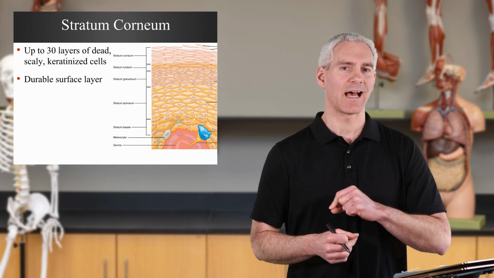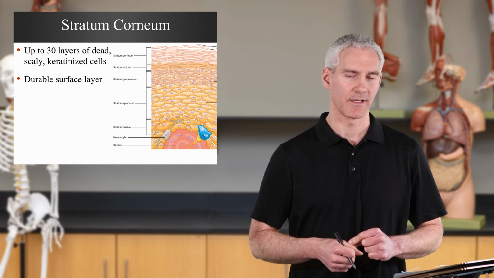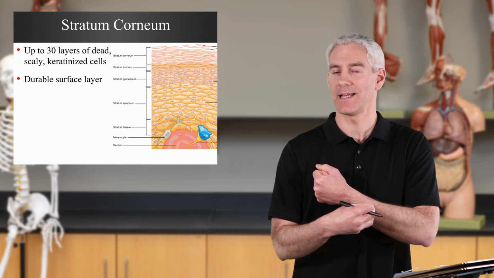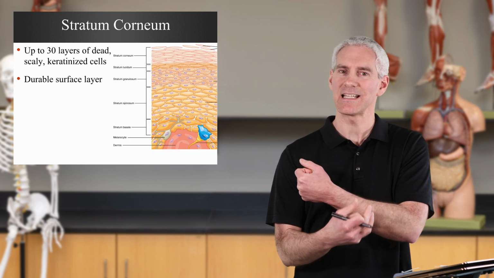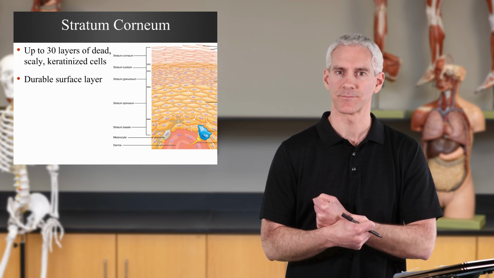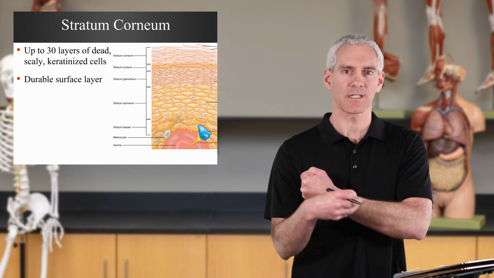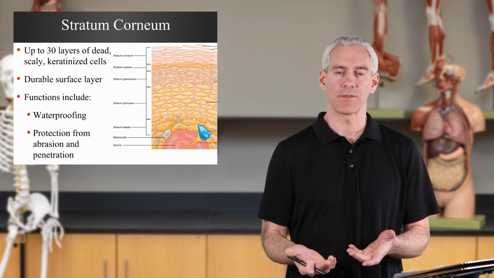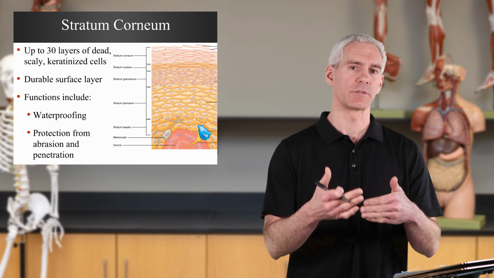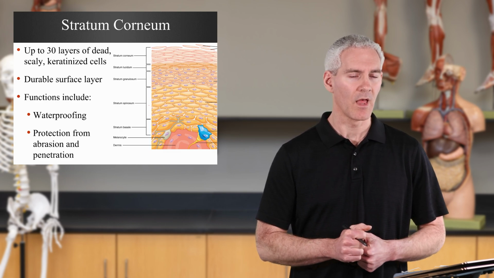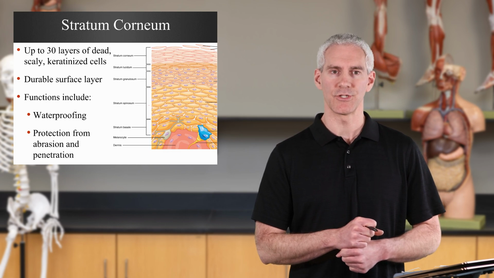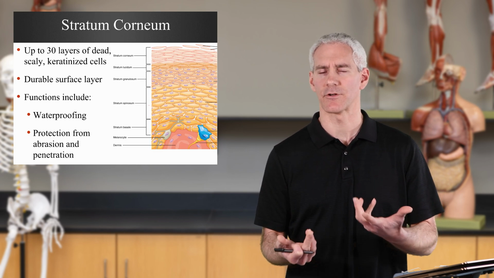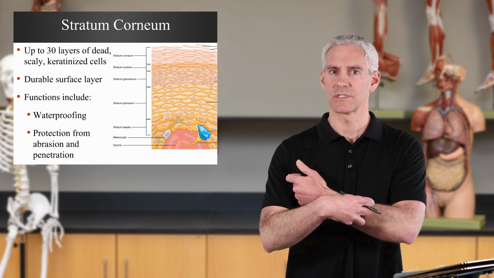By having this high amount of cell layering, it allows the surface to be more durable. As things come into contact, they can rub across, and instead of damaging the living cells below it, the dead cells on the surface can be rubbed off as you go through. So it helps with, one, waterproofing. That goes back down to the stratum granulosum. But two, it's also for abrasion and penetration of objects.